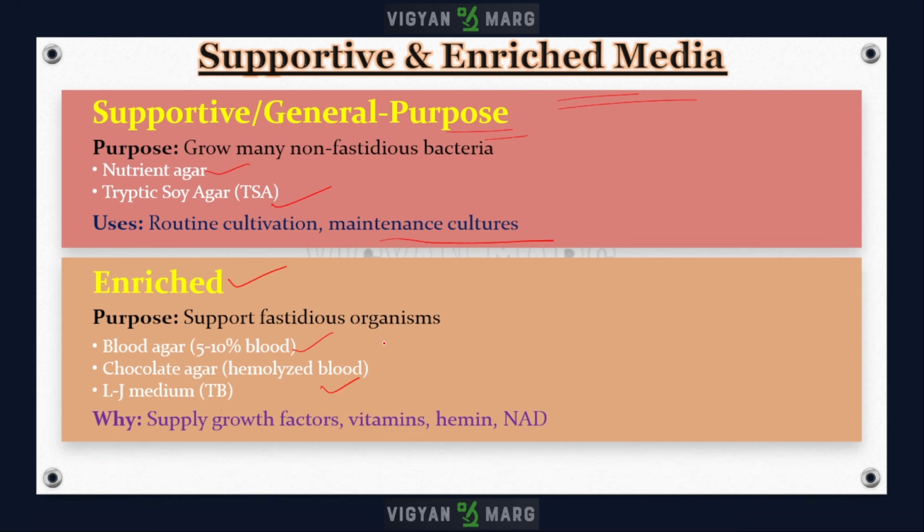And for supportive media, we can write here that supportive media are broad and help general growth of organisms. And in enriched media we have extra nutrients to support fastidious organisms.